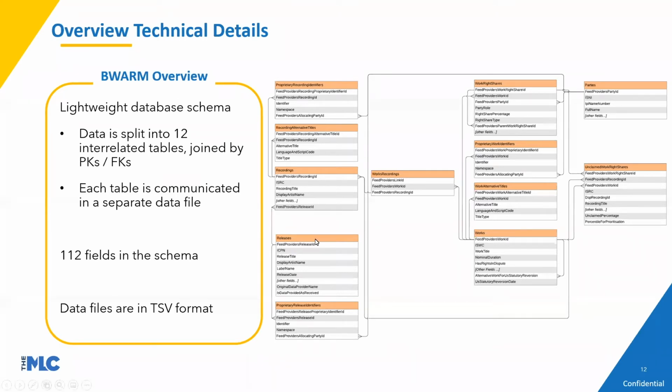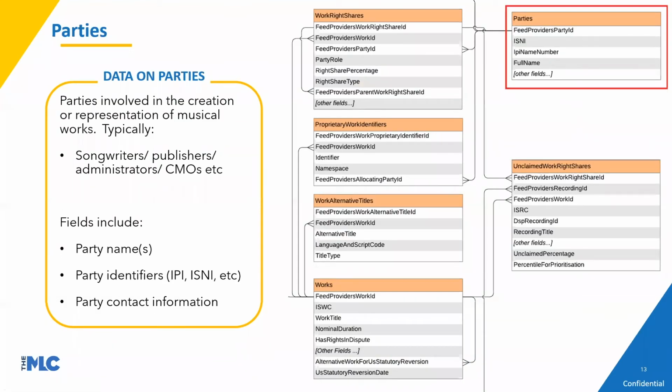Next slide, please, Rich. So the first section of the diagram represents all things parties. Parties are individuals or organizations that are involved in the creation of a musical work or the representation of rights in a musical work. So we're typically talking about songwriters, obviously, they're the essential component of work creation, publishers, administrators, CMOs, that all participate in representing, collecting and distributing the rights associated with musical works.